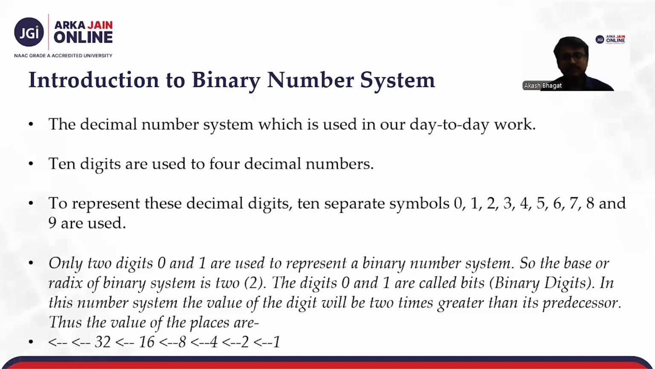In this number system, the value of each digit is 2 times greater than its predecessor. Whatever the current value is, it has to be multiplied by 2 to deliver the next value. Suppose the current value is 1. 1 into 2 is 2. Next, 2 into 2 is 4. 4 into 2 is 8. 8 into 2 is 16. 16 into 2 is 32. 32 into 2 is 64. And 64 into 2 is 128.